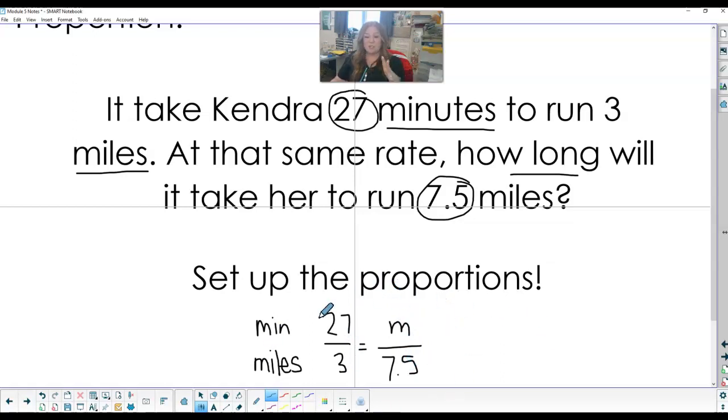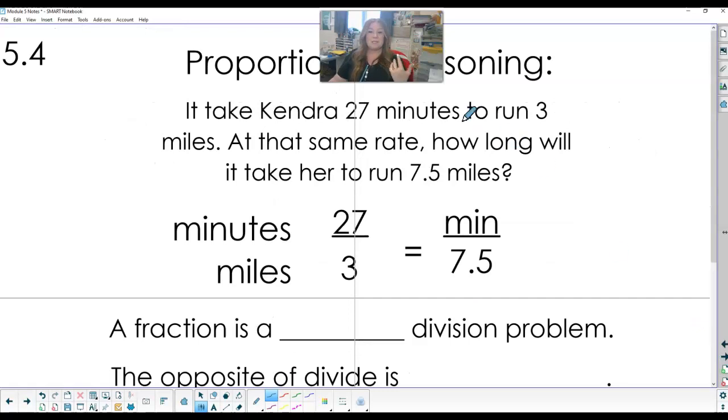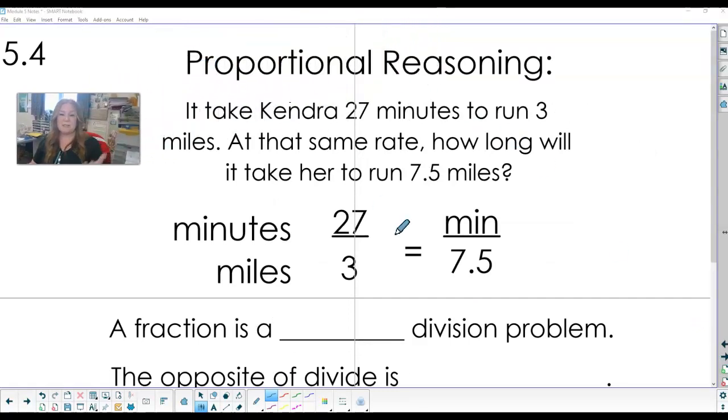So here's our proportion that we've set up. Notice, right? Anytime I'm talking about minutes, you can find that here. Anytime I'm talking about miles, you're going to find that here. So I could switch these and put miles on top, but then I would need the 3 and this 7.5 on top. So everything needs to match up into its right category. So this proportional reasoning, we're going to do that same problem. We've set it up here.